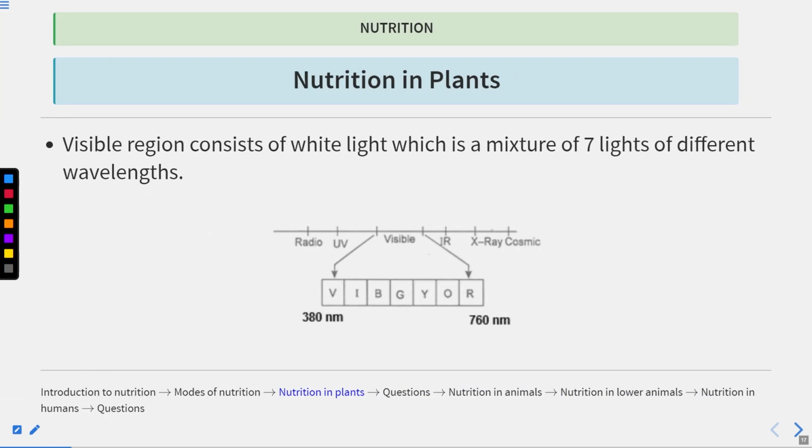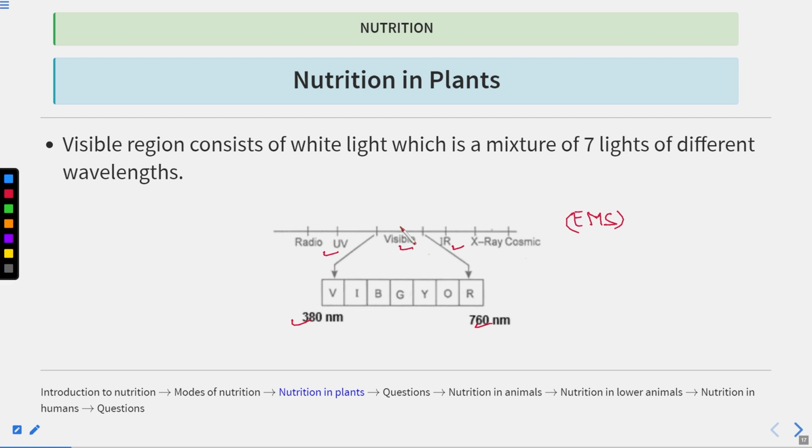Here you can see the electromagnetic spectrum. This is the image showing you the electromagnetic spectrum. Here you can see this is the visible spectra, and it is present between what? UV spectra and the infrared radiation. So the visible region is present between the UV and the IR region, and it is from, you can say, 390 or 380 to 780 or 760 nanometer.